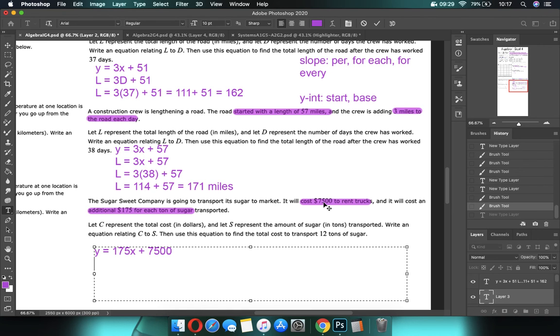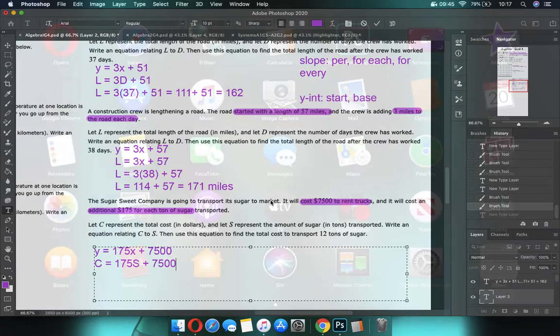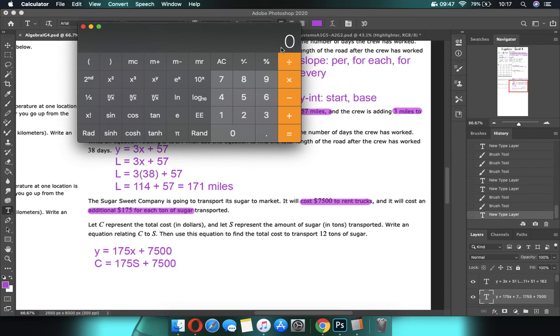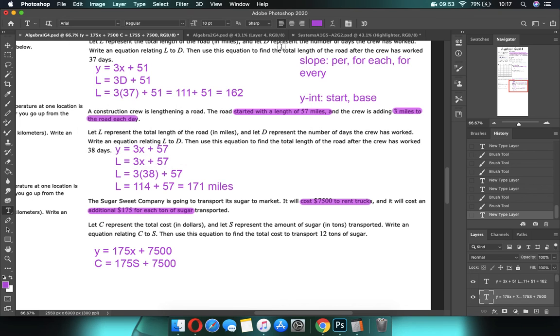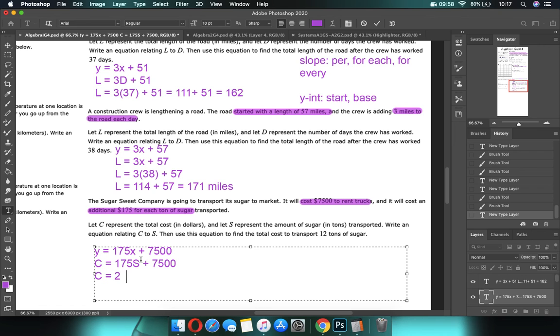Next, what's the first letter they give us to replace our y? It's C. So C equals 175 times what's our x? S plus 7,500. And now we want to use 12 tons of sugar. Okay, 175 times 12, that's a little big for Ms. Dubois, so let's pull out the calculator. 175 times 12, so that's 2,100. So C equals 2,100 plus the 7,500. That's a little bit easier to do in my head. That's going to be $9,600.